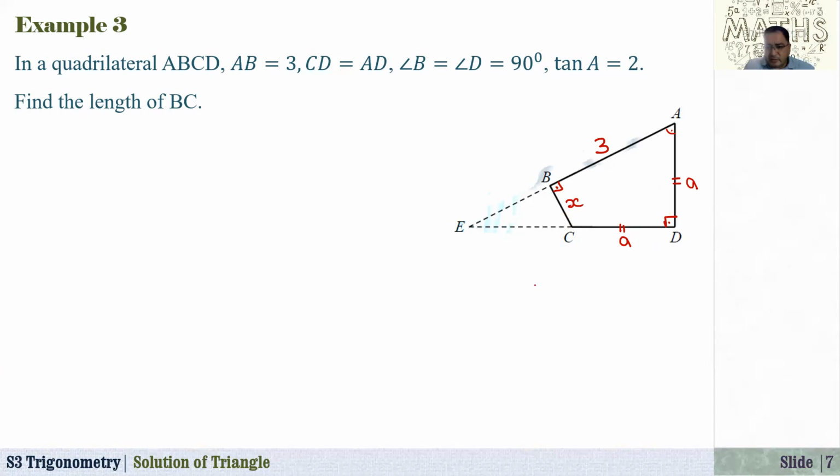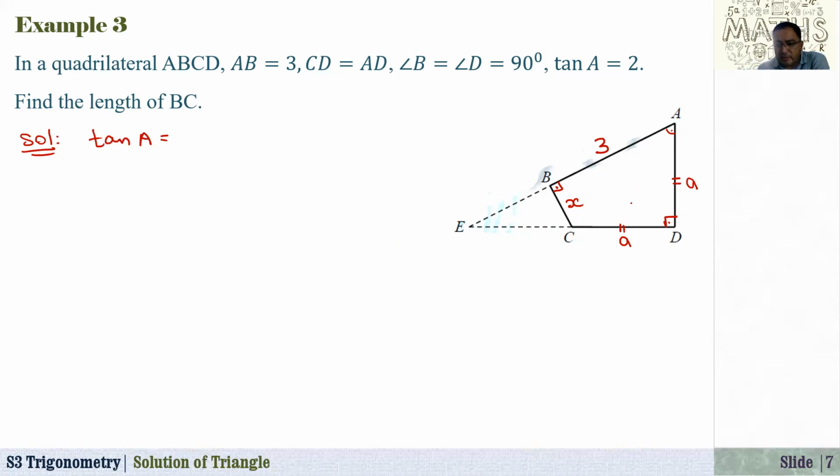Now, since it is 90 degrees, if I just extend the lines AB and CD, they will meet somewhere here. Let me label this by E. Okay, so now from here, this remaining part, okay. So since this solution, this tangent of A, what is it?